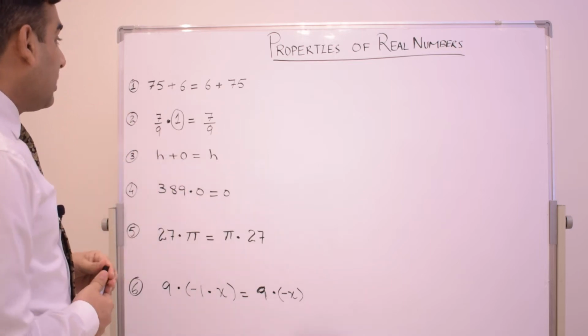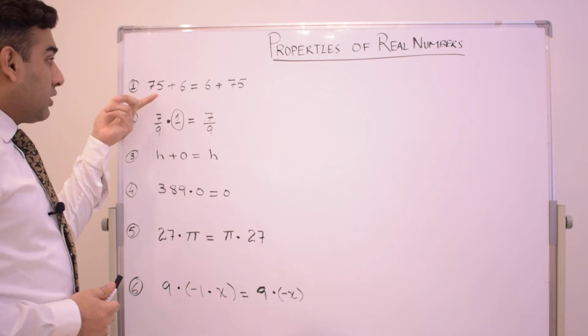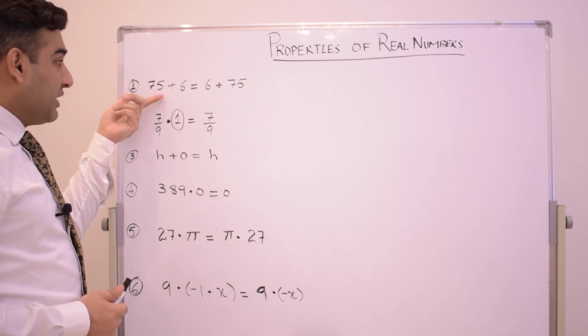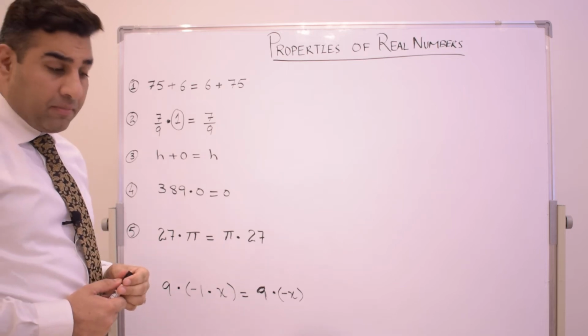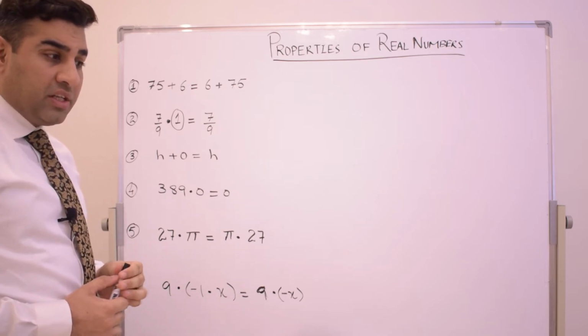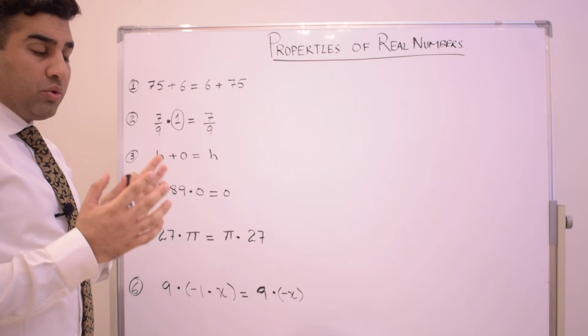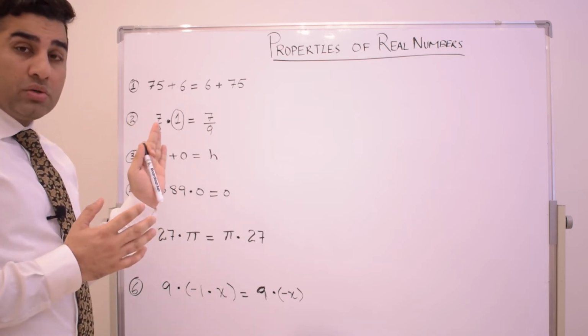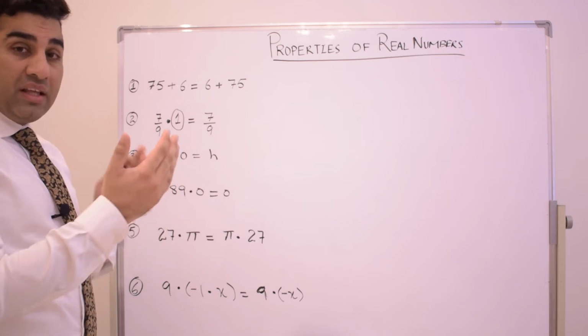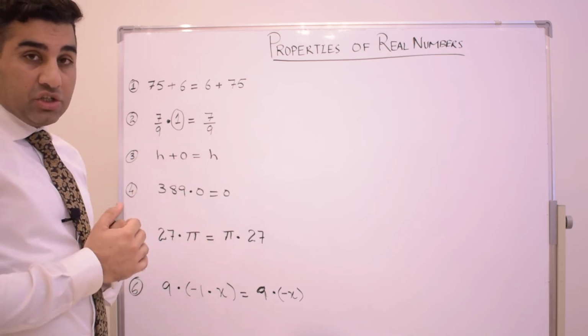So let's start. Guys, in part 1, in this mathematical sentence number 1, we have 75 plus 6 equals 6 plus 75. Now in this sentence you can see there are two numbers which are going to add, and on the left side of equal to, and on the right side of equal to, their orders just change.